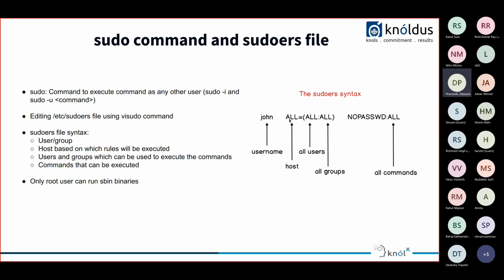If we set it to all, then no matter, it will run. This all and all are for groups and users. The users and groups whose identity we can assume to run the command. And this all means we can run any command. And no password means that, as I said, when you try to use sudo, it will ask for the user's password, right? If you use no password, it will not ask for your password.